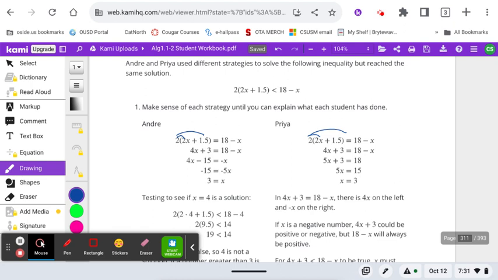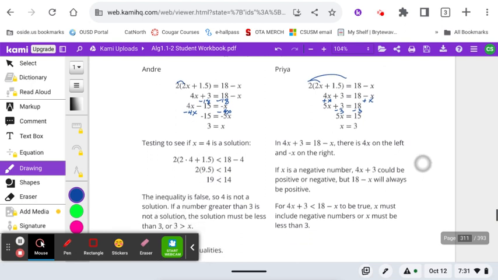But when we get down to the second and third steps, we're going to notice that one of them minuses the 18 right here, Andre, and then down here subtracts the 4x. And over here, if you notice, there's an adding of the 1x and then a subtracting of the 3. So one did the 18 first, one did the x's first. Which way would you have leaned towards?